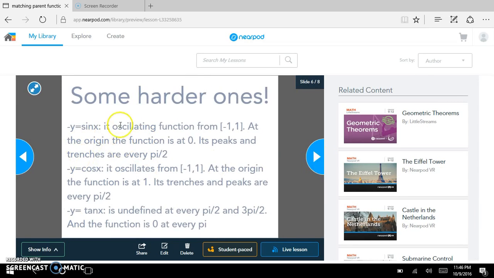And this is a review of the harder trig ones. They just need to focus on how it oscillates, and the origin of the function is at 0. The same for this one, it oscillates and the origin of the function is at 1. And for this one, it's undefined at every pi over 2 and 3 pi over 2, and the function is 0 at every pi.